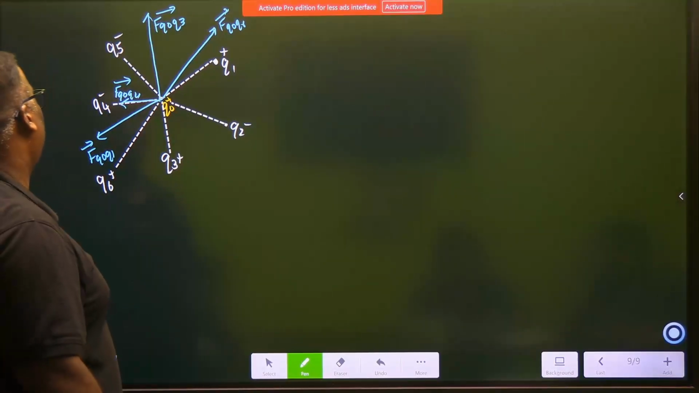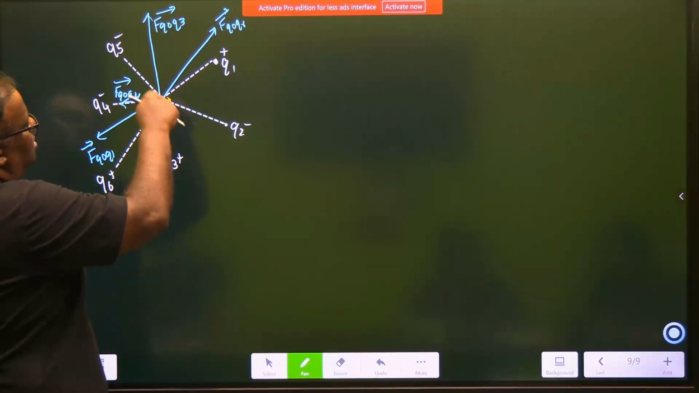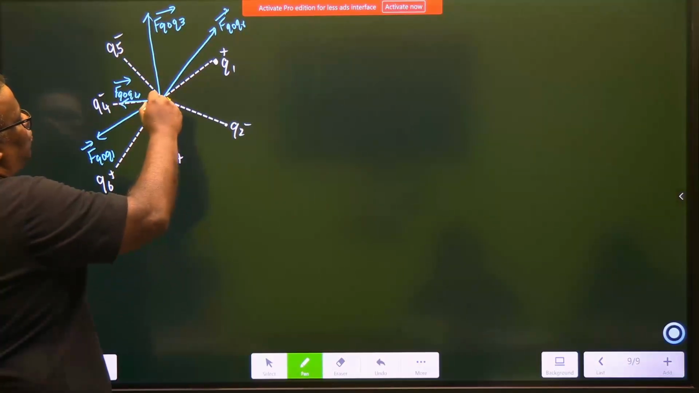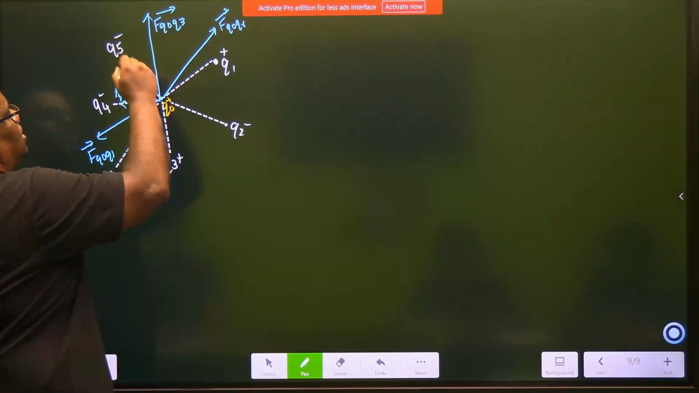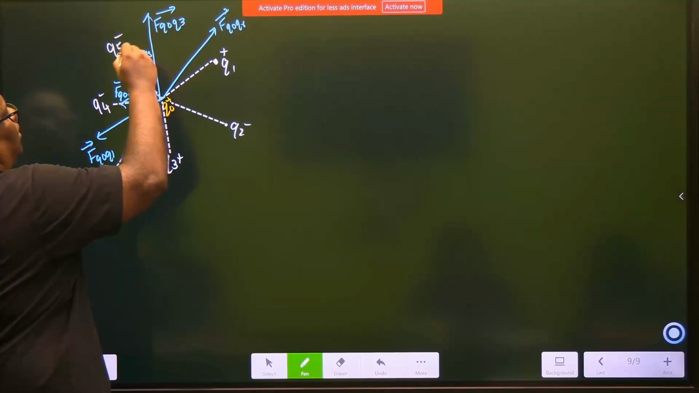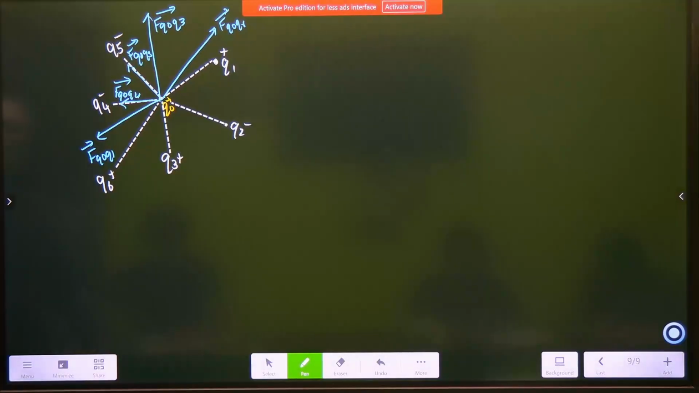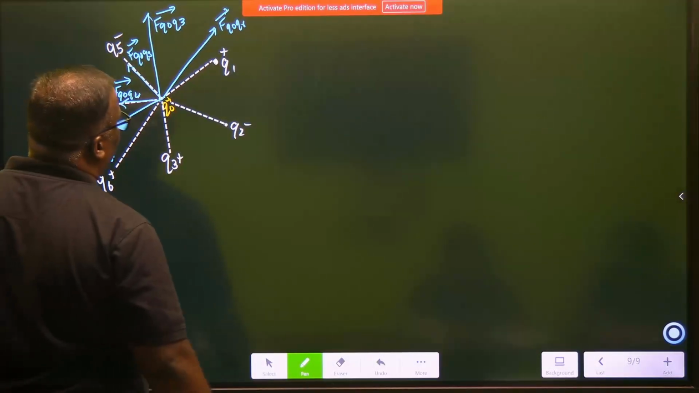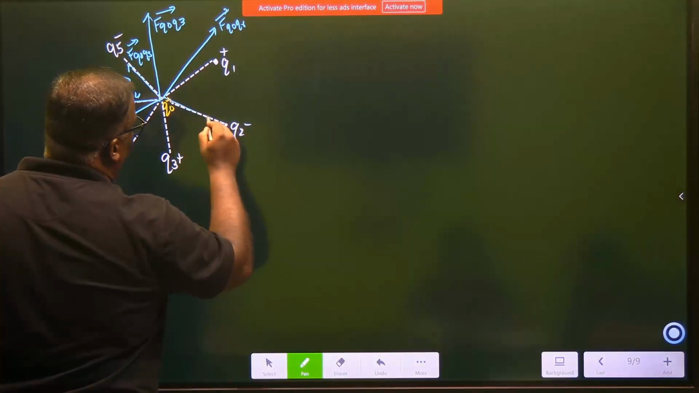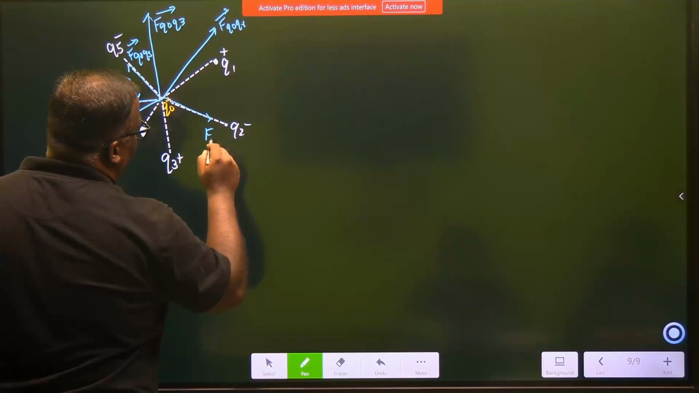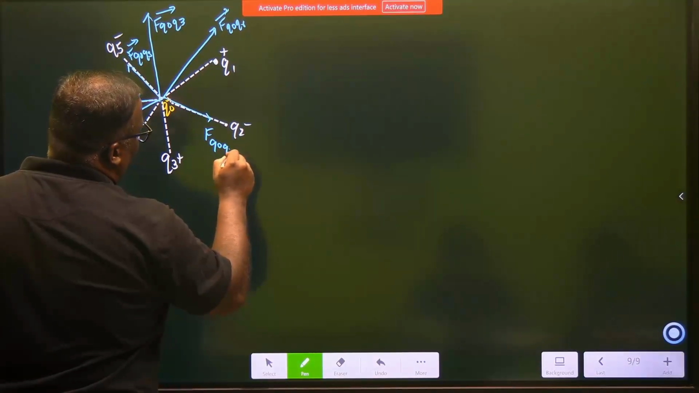So we are done with this. Now we are left with Q5. For Q5, our force will be on this side. F Q0 due to Q5. Attractive force. Understood? And then we have Q2. Due to Q2, it will come on this side. So F Q0 due to Q2.